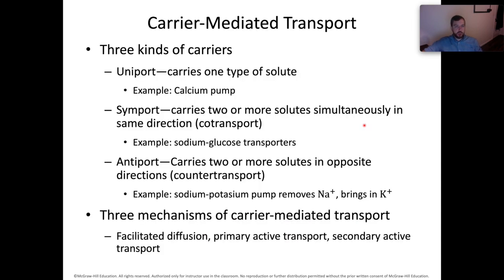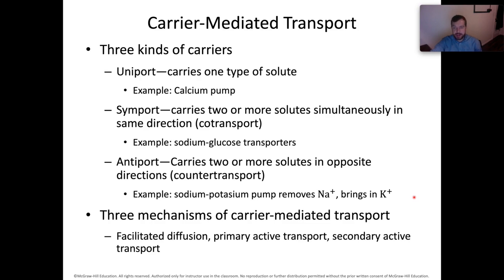Three types of carriers you should know about: uniport, symport, and antiport. Uniport carries one type of solute. So for example, calcium pumps are specific for calcium, nothing else. Symport carries two solutes simultaneously in the same direction. Sometimes you'll hear this called co-transport. For example, the sodium-glucose transporter. Finally, you have antiport. An antiport carries two or more solutes in opposite directions, or counter-transport. For example, the sodium-potassium pump, which removes sodium and brings in potassium.